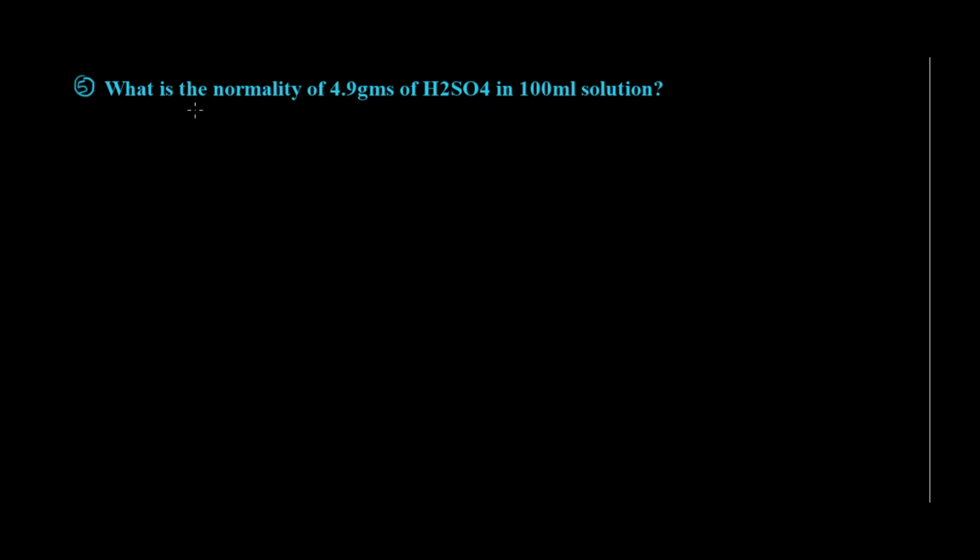Alright, now let's take a little different kind of problem. This problem says what is the normality of 4.9 grams of H2SO4 in 100 ml. That means when I take 4.9 grams of H2SO4 dissolved in 100 ml, what will be the normality of that solution? So same formula we can use. Normality equals weight of a solute. Weight of a solute is given over here, that is 4.9. So 4.9 divided by H2SO4. Once again we know H2SO4 molecular weight is 98, valency would be 2. So I will just simplify 49 and put it over here.